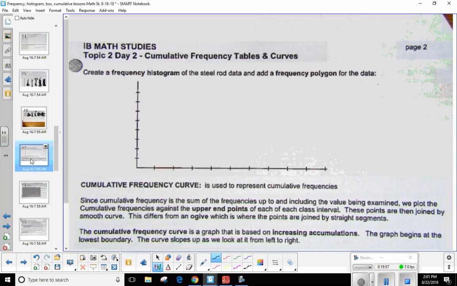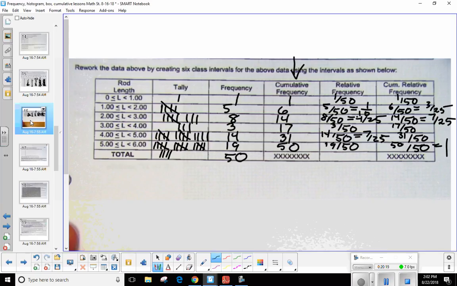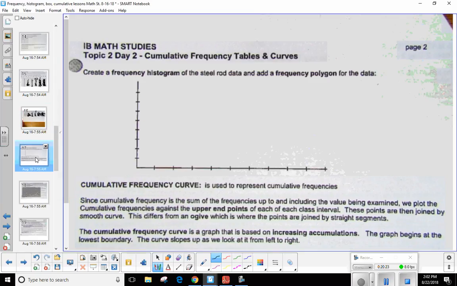Now, the first thing it says, create a frequency histogram of the steel rod data and add a frequency polygon for the data. Now, we talked about frequency polygons just a moment ago, or actually yesterday. I've done a couple of these. Can we now get somebody up here to give me a frequency histogram for this table that we just created? Okay, so we know the frequency, we know the class intervals. Eli, you want to go try it? Yeah. Okay. Sure. Absolutely.